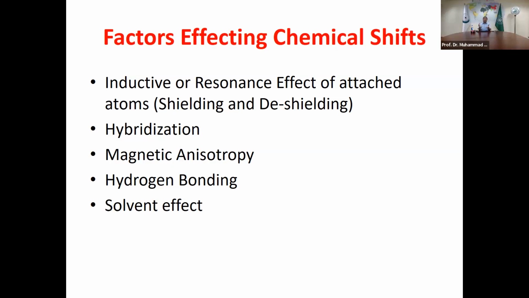Solvent effect: if you have a more polar solvent, the chemical shift will also be affected. So there are many factors, many more, but these are the five most important factors which affect the chemical shift of protons, even for carbons, or any element which you are trying to detect. The chemical shift of that particular element will be affected because of these factors. Okay.